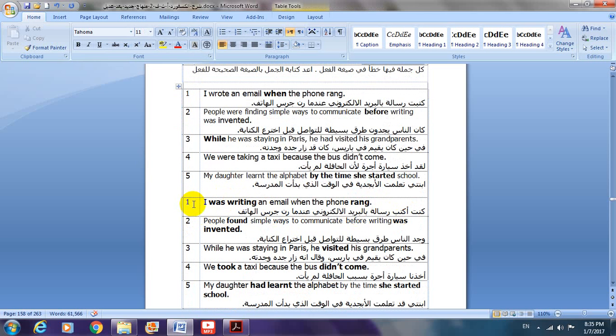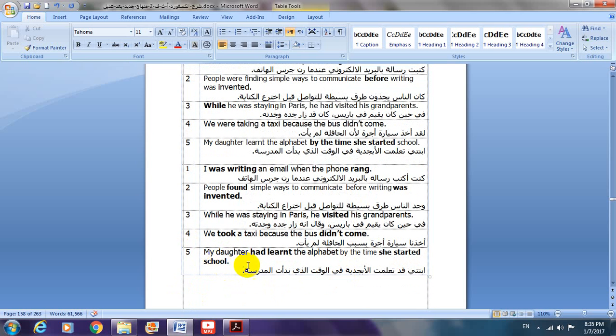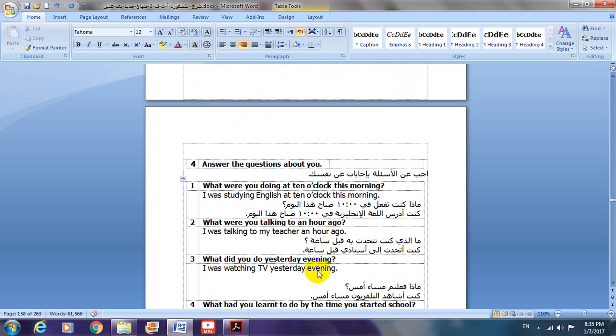The correct answers: 1. I was writing an email when the phone rang. 2. People found simple ways to communicate before writing was invented. 3. While he was staying in Paris, he visited his grandparents. 4. We took a taxi because the bus didn't come. 5. My daughter had learned the alphabet by the time she started school.